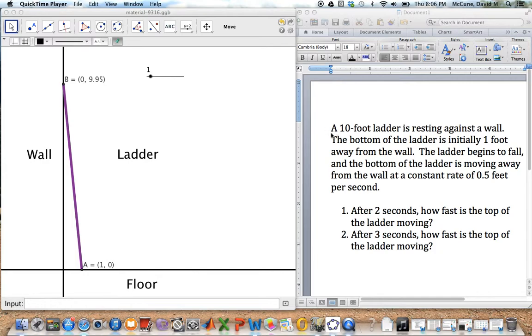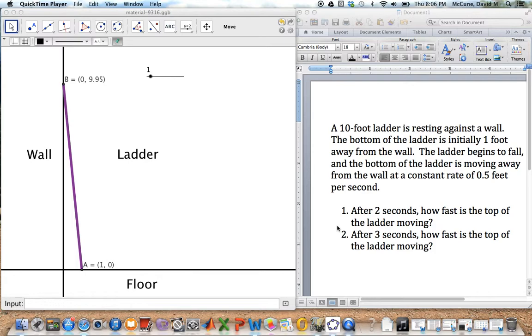So you have a 10-foot ladder resting against a wall. The bottom of the ladder is initially 1 foot away from the wall. The ladder begins to fall, and the bottom of the ladder moves away from the wall at a constant speed of half a foot per second. Okay, then I ask the students these two questions.